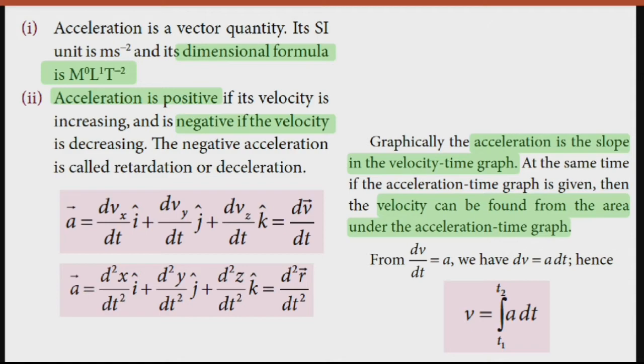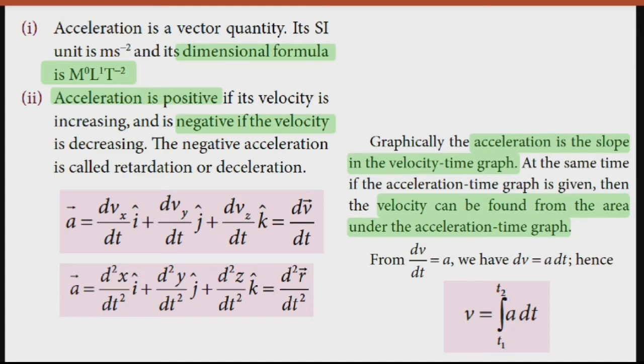So a is equal to d squared x by dt squared i cap plus d squared y by dt squared j cap plus d squared z by dt squared k cap. That is equal to d squared r vector by dt squared. Graphically, the acceleration is the slope in the velocity time diagram. At the same time, if the acceleration time graph is given, the velocity can be found from the area under the acceleration time graph.